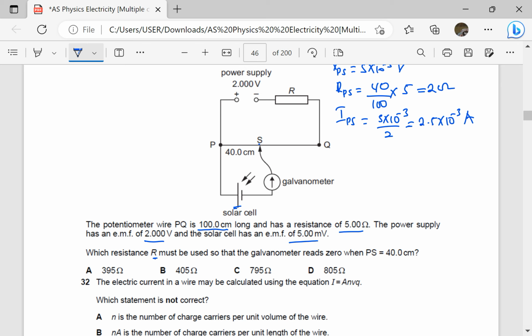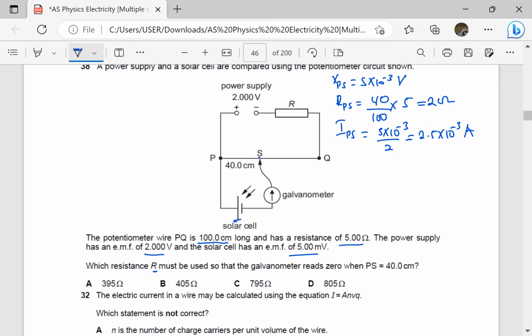So let's find also SQ. Let's find the PD across SQ. The PD across SQ is going to be the current through SQ times the resistance of SQ. If the resistance of PS is 2 ohms, it means the other one is 3 ohms. And remember, note that they are in series.